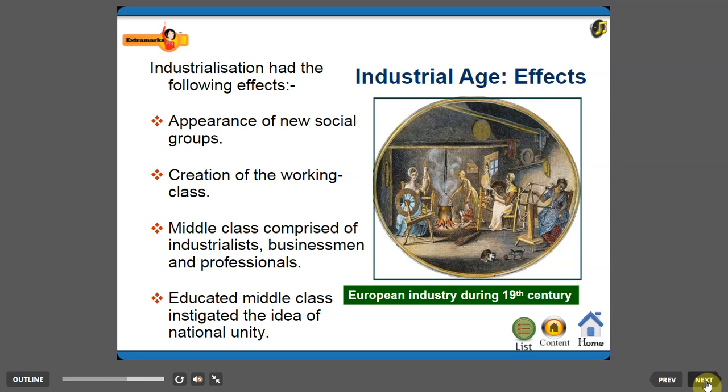Industrial age and its impact. Industrialization had the following effects on the society: appearance of new social groups, creation of the working class and middle class comprised of industrialists, businessmen, and professionals. Now, this educated middle class instigated the idea of national unity during the 19th century.